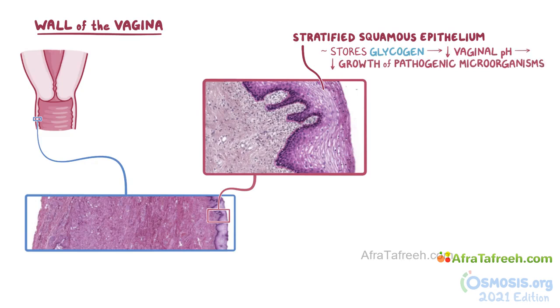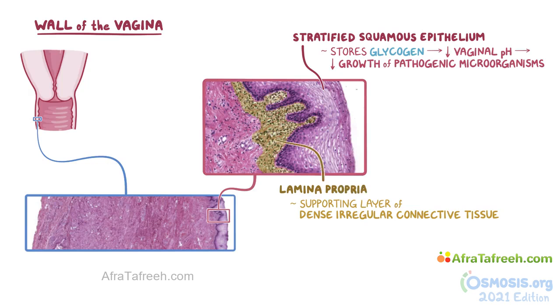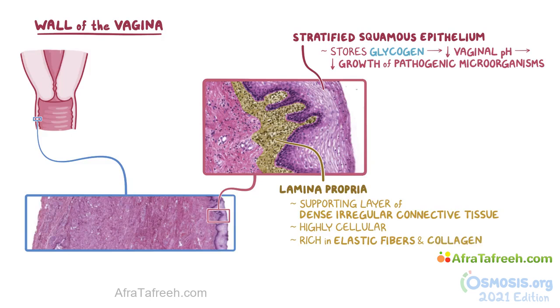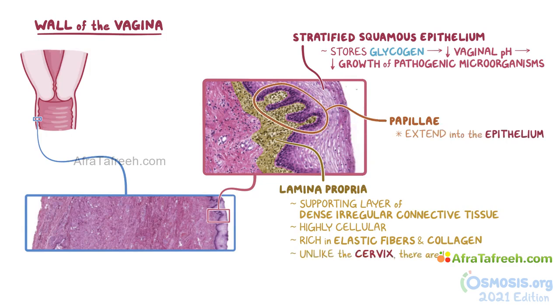Underlying the vagina's mucosa is the supporting layer of dense, irregular connective tissue called the lamina propria. This layer is highly cellular and rich in both elastic fibers as well as collagen. The lamina propria also forms narrow projections, or papillae, that extend into the overlying epithelium. Also, unlike the cervix, there are no glands found within the lamina propria of the vagina.